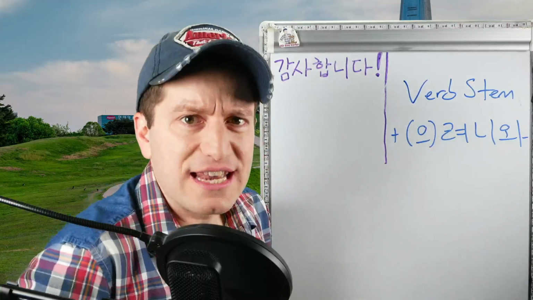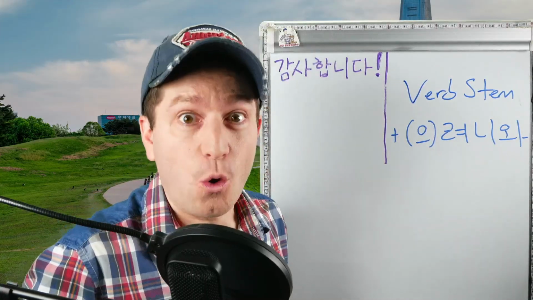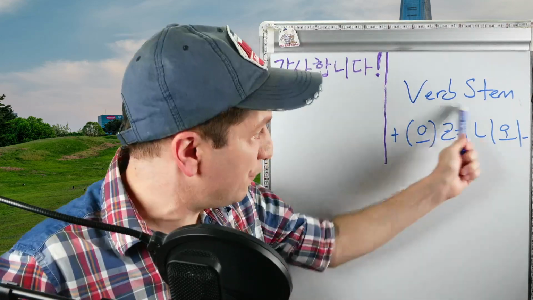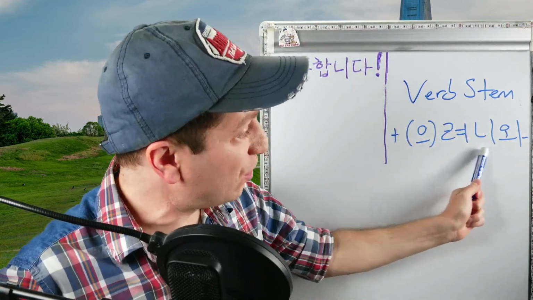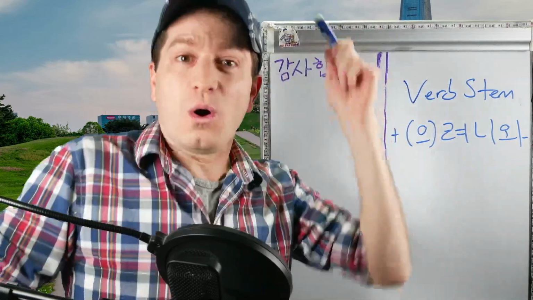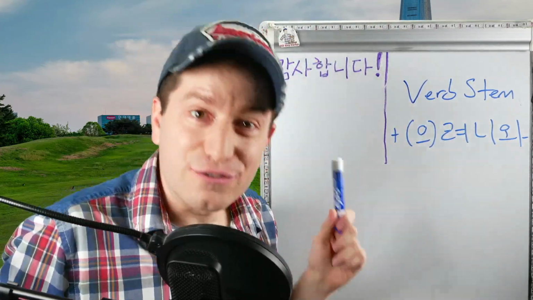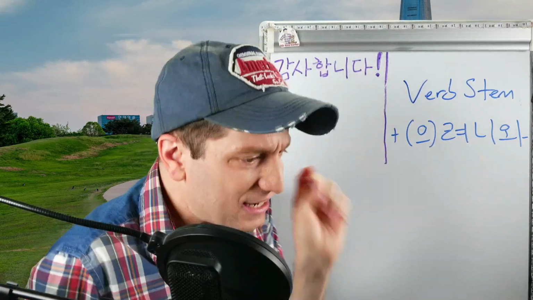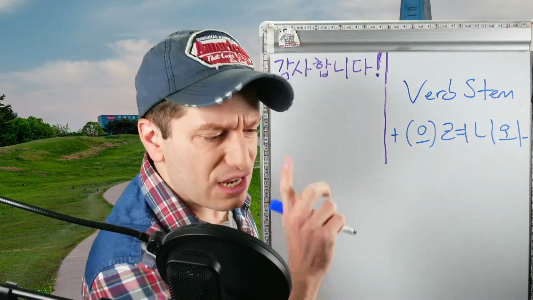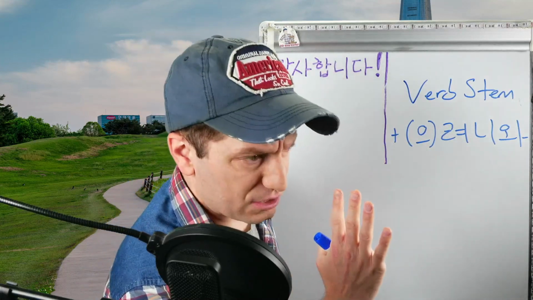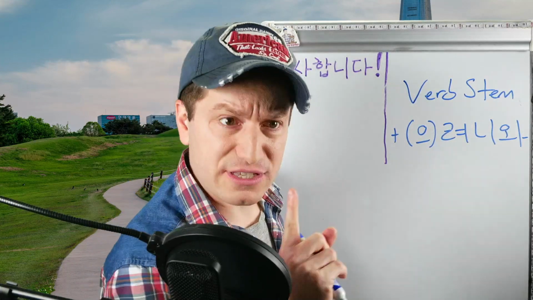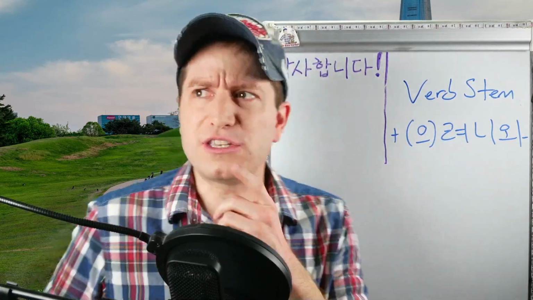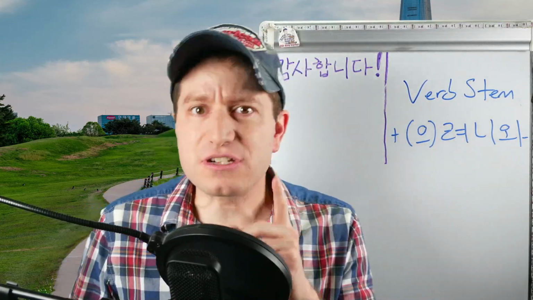Uh-oh. What's this now? A completely different form. There's no way this one's gonna be simple. You take a verb stem and you attach 으려니와 after a consonant or 려니와 after a vowel. This form is a little bit different. It has two uses. This form can be used to assume something, to make a guess about something, or it can also be used to say the speaker's intentions.